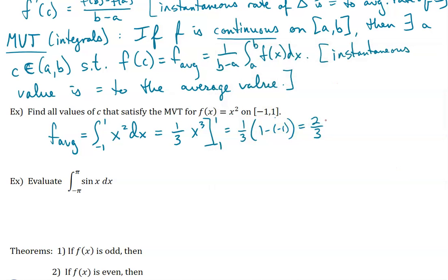Then we take that and set it equal to f of c, which is c squared. So then c is equal to plus or minus root 2/3. Now let's double check. Are both of these numbers, positive root 2/3 and negative root 2/3, in the interval from -1 to +1? Yes, they are. So there are actually two values that satisfy the MVT for that integral.